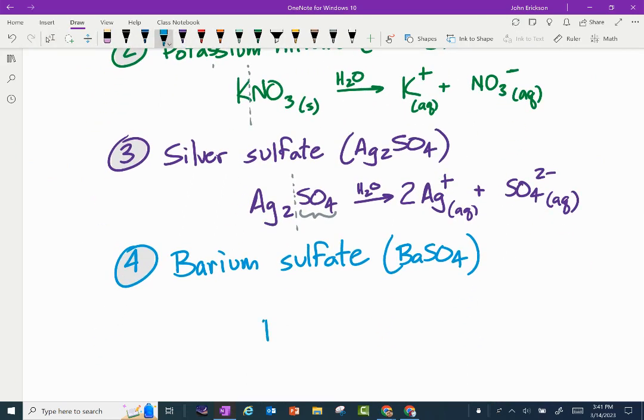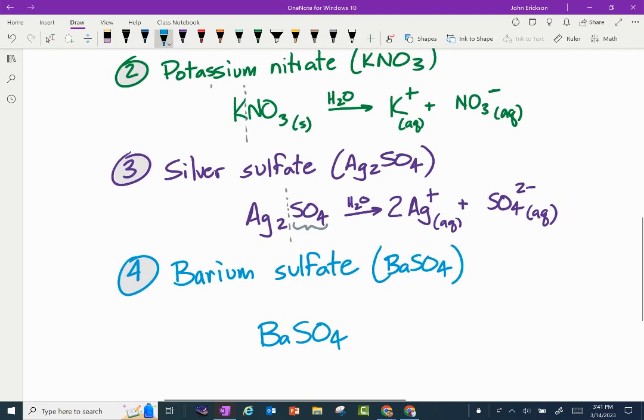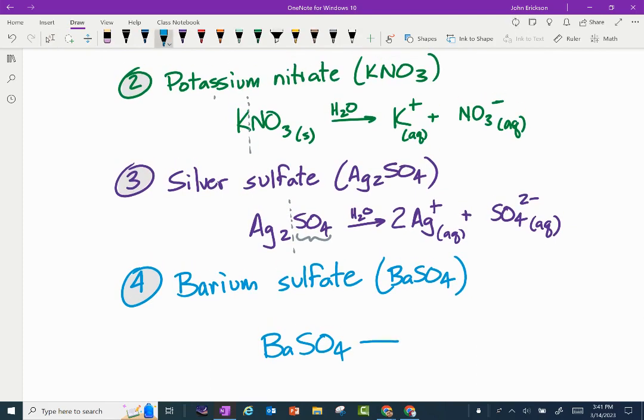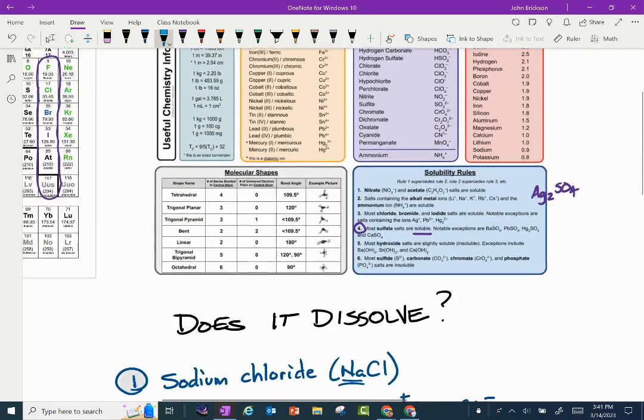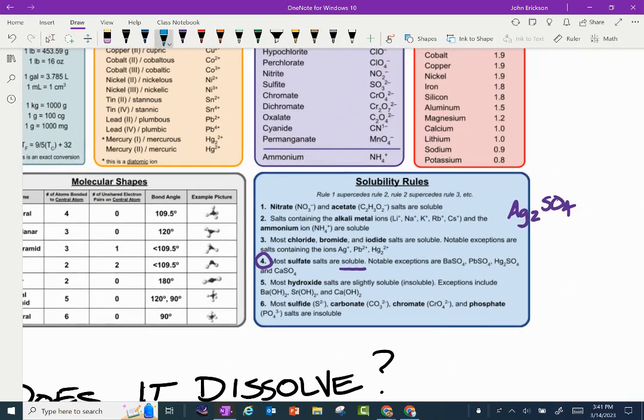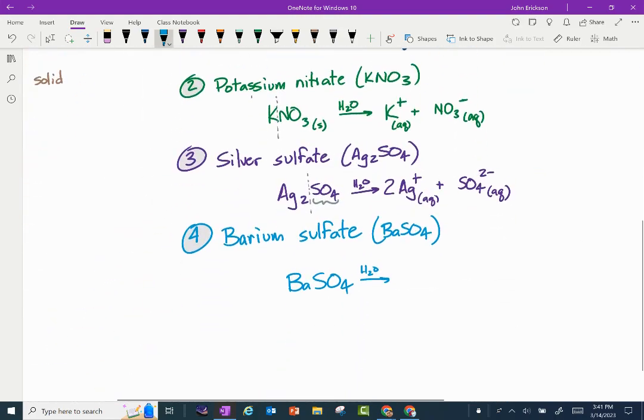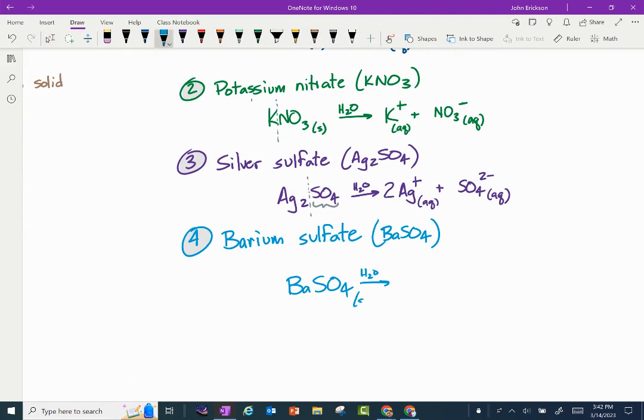All right, one more. What about barium sulfate? Okay, there was a rule for compounds that have sulfate. Let's see if we can apply that rule here. So sulfate compounds, that was rule 4, are soluble except for barium sulfate. So barium sulfate is not soluble. That means we won't break that into ions. If it started as a solid, it's going to stay together as a solid. We could say no reaction or just leave it the same. That is true for any compound that is insoluble.